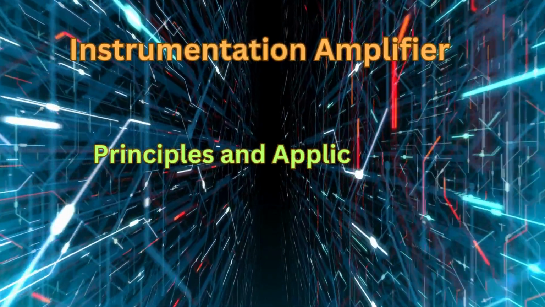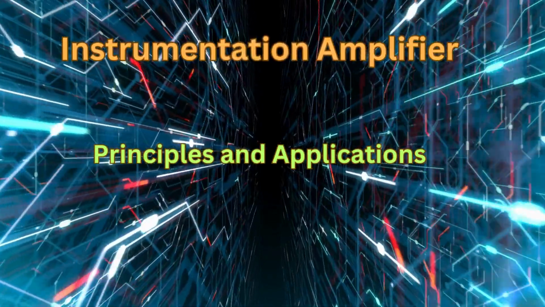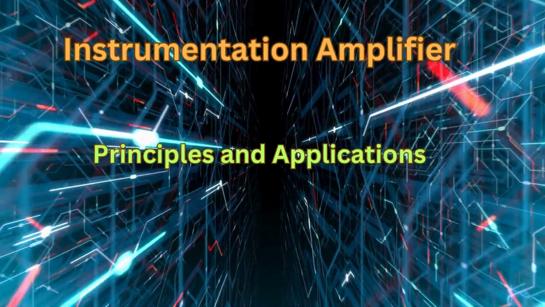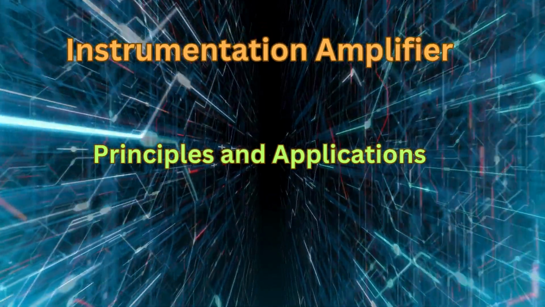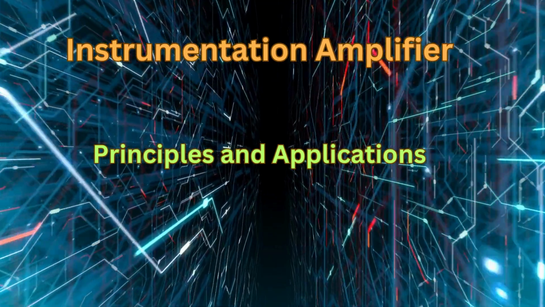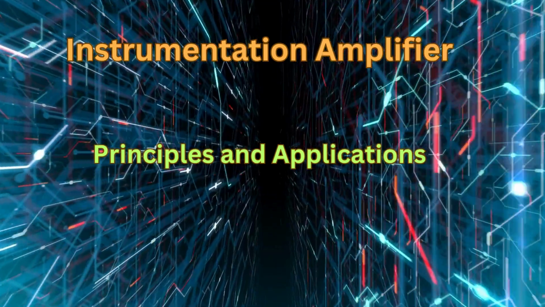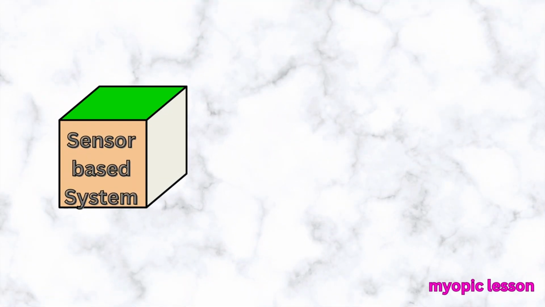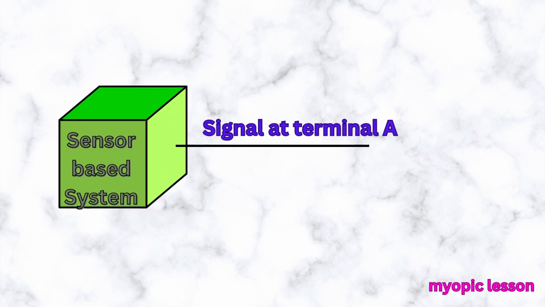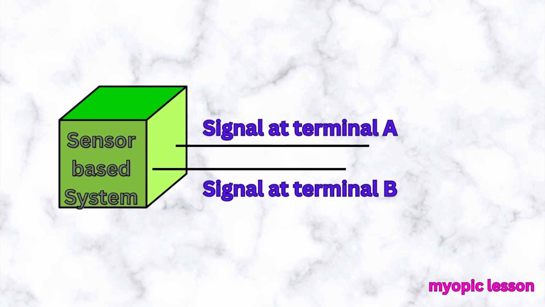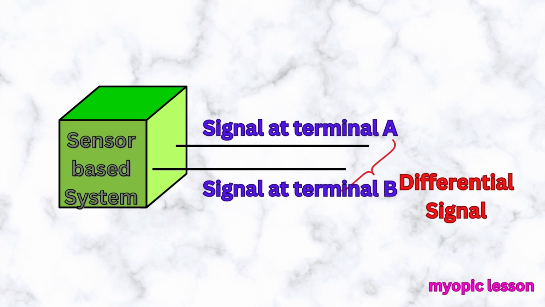Dear viewers, this video is for you who wish to grasp the working principles, distinguishing features, and applications of Instrumentation Amplifier. Instrumentation Amplifier is used to acquire and amplify the difference between two voltage signals available from two different inputs. This signal is called differential signal.